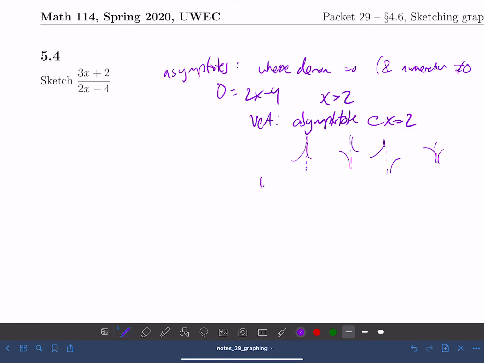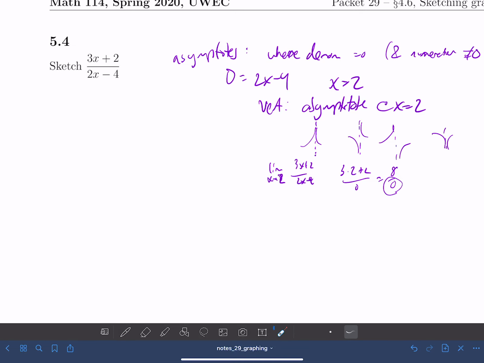We could answer this question by taking the limit as x approaches 2, that's where the asymptote is, of 3x plus 2 over 2x minus 4. I feel like I'm not doing very well at this. That's where I have 3 times 2 plus 2 over 0, 8 over 0. And now the question is, the sign of this is determined by the sign of that 0 there.